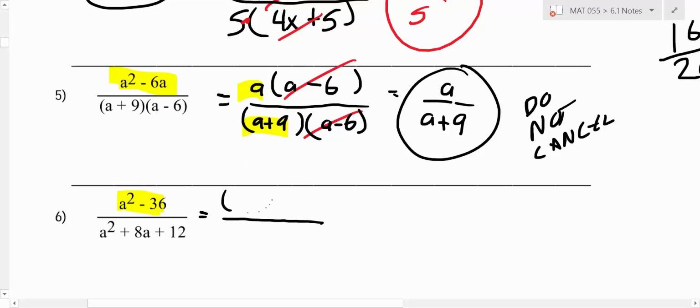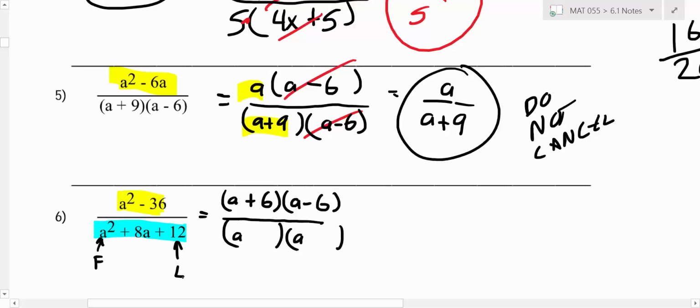You got to be solid on how to do that. So we're going to have A times A, 6 times 6. How do the signs go? Plus minus. That's how you factor a difference of 2 squares. Now the bottom is a trinomial. When we do this trinomial, we're going to draw 2 parentheses. Your first term is A squared, so that's going to be A times A. And your last term is 12. So what do you want me to use for the 12?